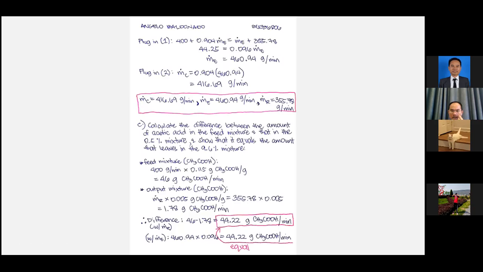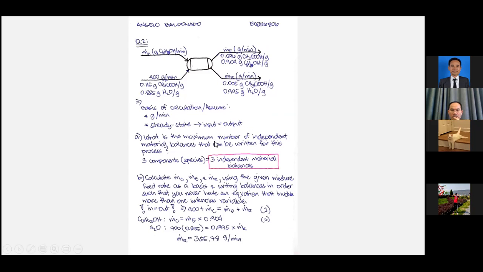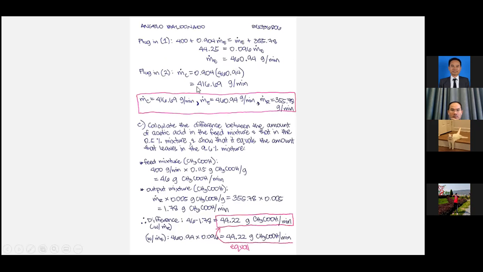And then we plug in the m dot r to our equation 1. Then we get m dot e equals 460.94 gram per minute. And then for m dot c, we get 416.69 gram per minute. And then for part C, calculate the difference between the amount of acetic acid in the feed mixture and that in the 0.5% mixture, and show that it equals the amount that leaves in the 9.6% mixture.